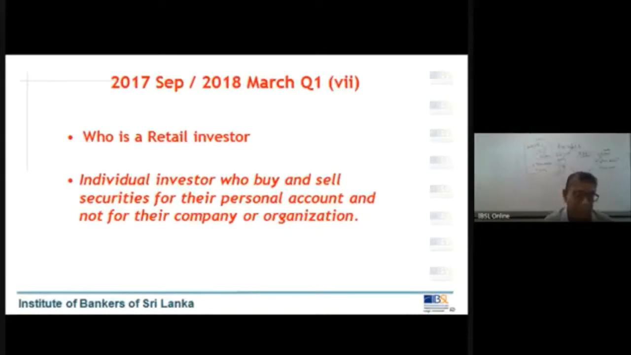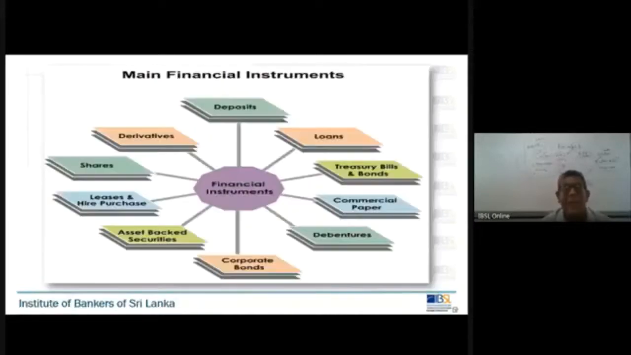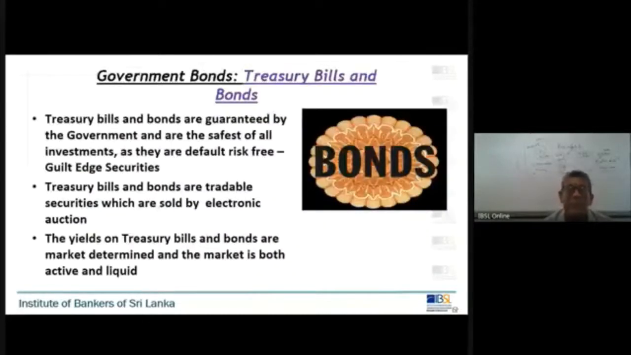Why are we learning this? Now what we are going to discuss are some products, financial instruments, that these investors are going to purchase or buy. Okay, let me first start with government bonds, the treasury bills and treasury bonds. I think you may learn all these things in commercial banking, but in my case also you are learning, but we look at it from a different angle, right?